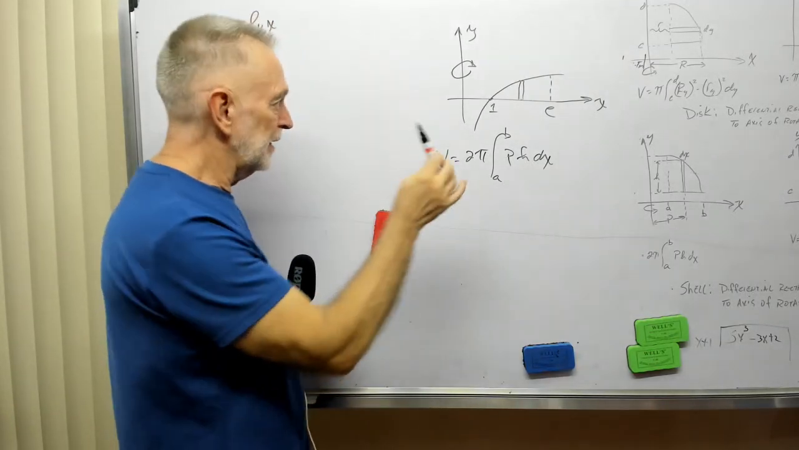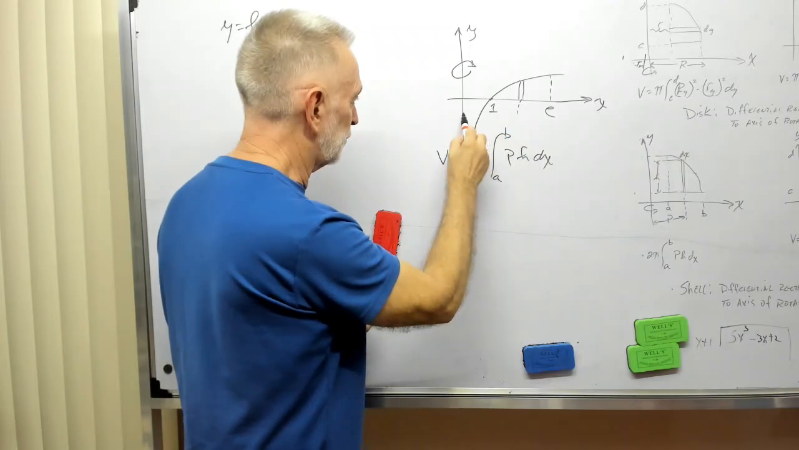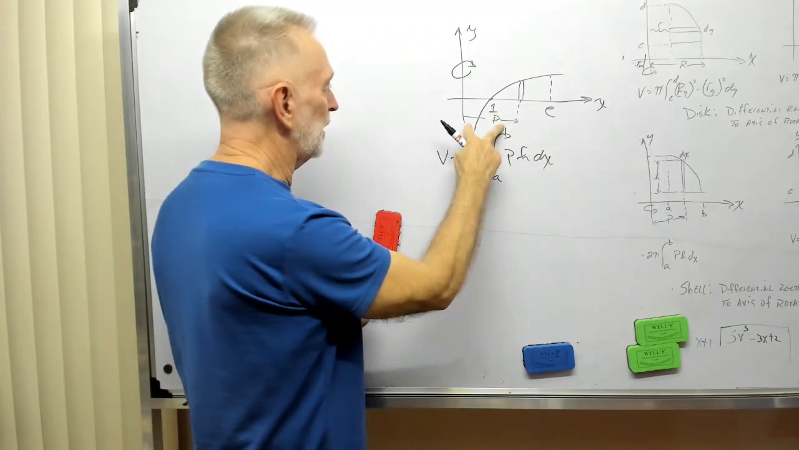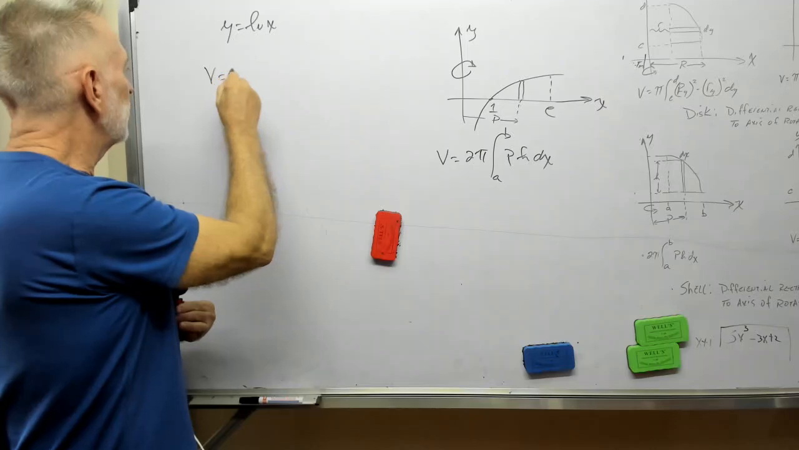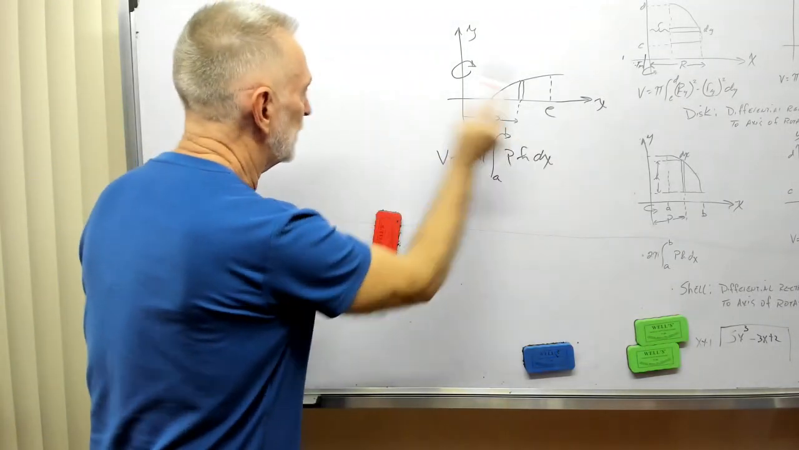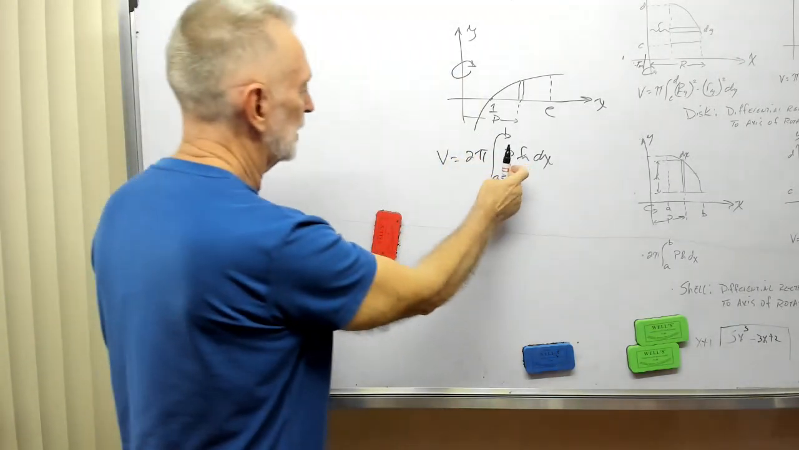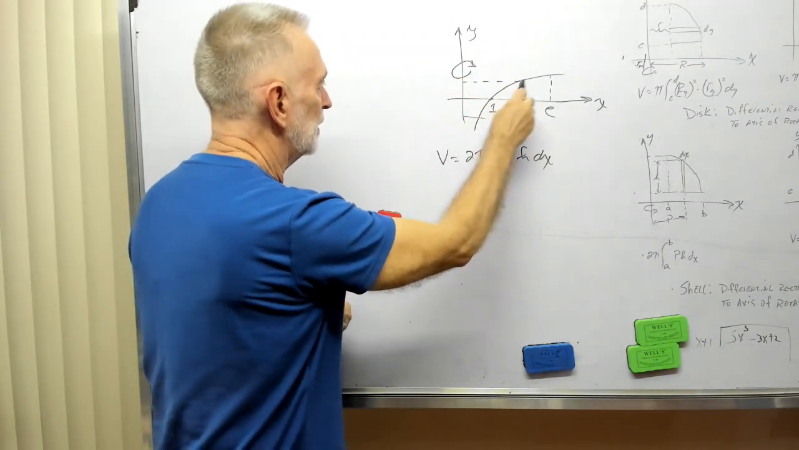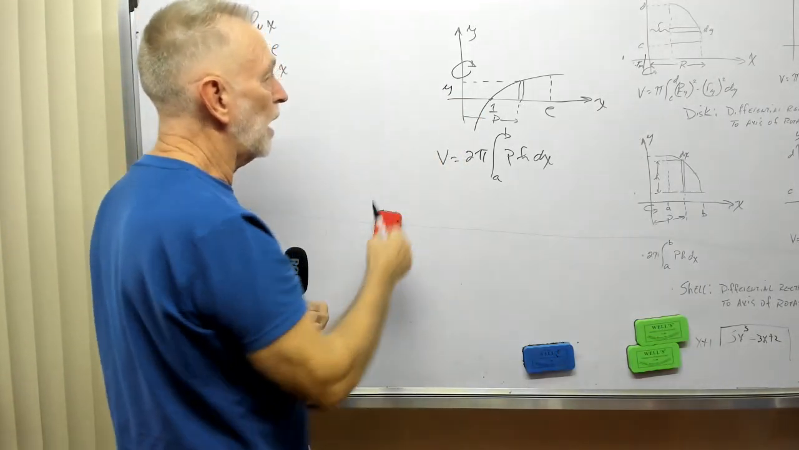And p is the distance the center of my differential rectangle is from the axis I'm rotating around. So this would be p, which is what? It's just x in this case. So I have volume equals 2 pi, the integral from 1 to e of x, okay, that's p. H is the height of my differential rectangle, and in this case it's just y, correct?